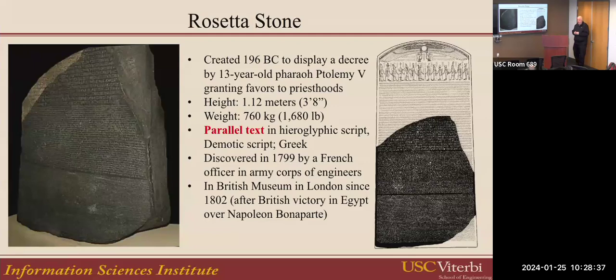Eventually, the British and Ottoman Turks made an alliance, ganged up on the French, and were victorious. And then the booty was divided between the British and the Ottoman Turks, and the Rosetta Stone was part of the British booty. And so that was shipped right to London, where it's been ever since for the last 220 years, displayed in the British Museum.